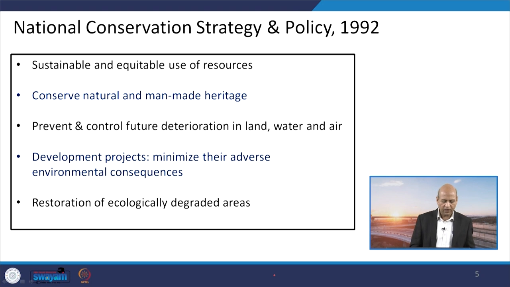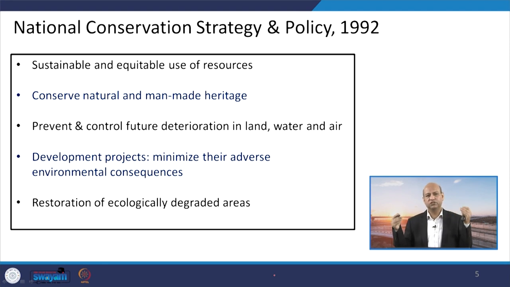Okay. Then development projects. When we do urbanization, industrialization or any other activity related to meeting our materialistic needs, the so-called developmental activities, of course their byproducts also influence the natural and man-made environment. But we have to take care that their adverse environmental consequences should be minimum.